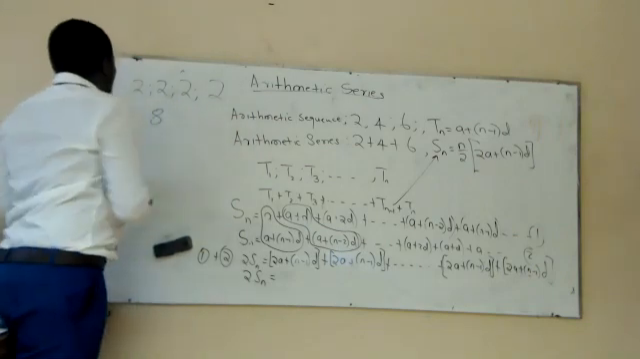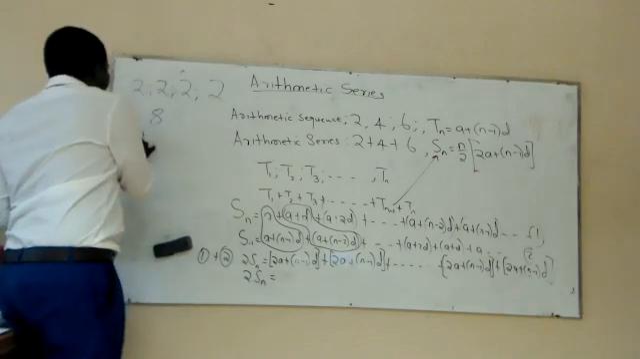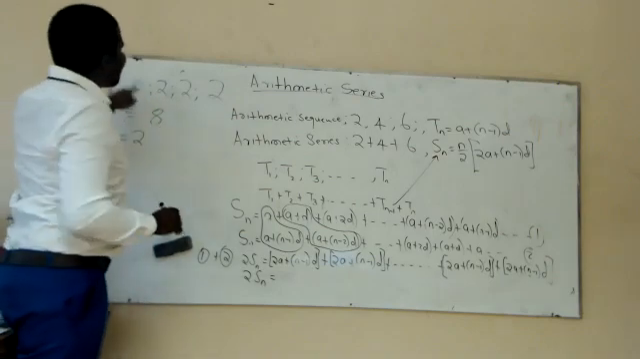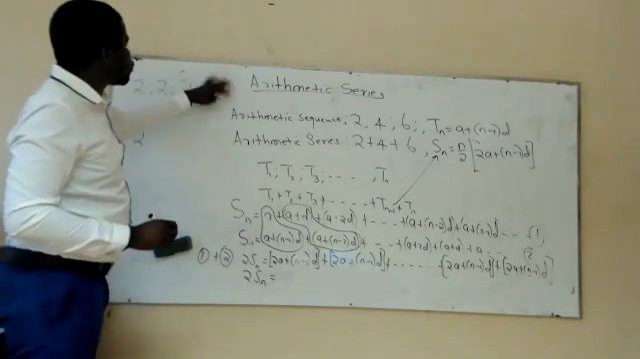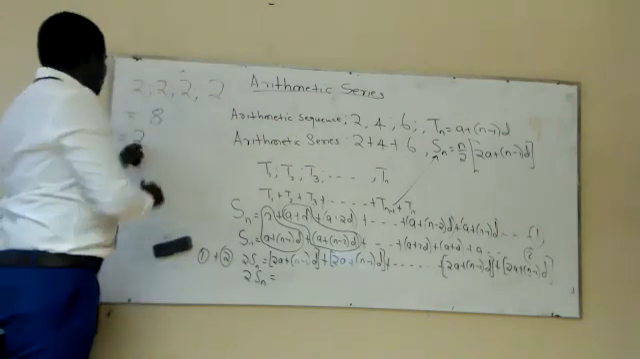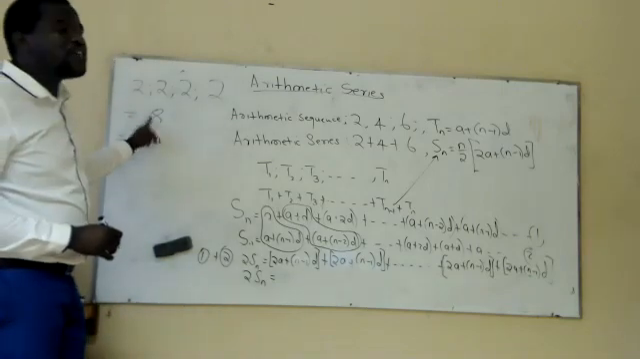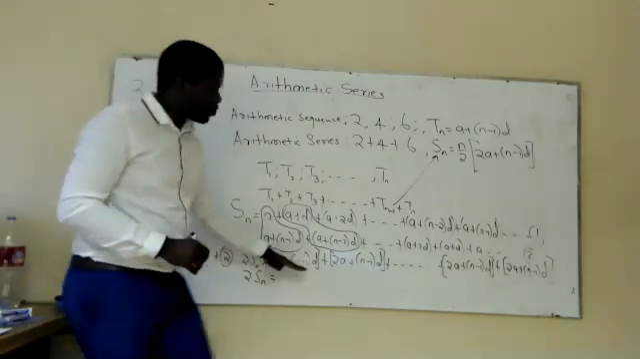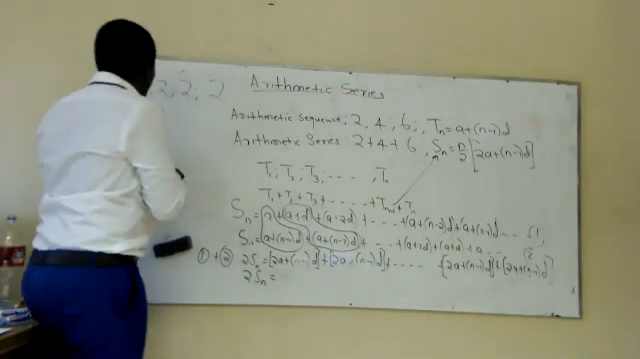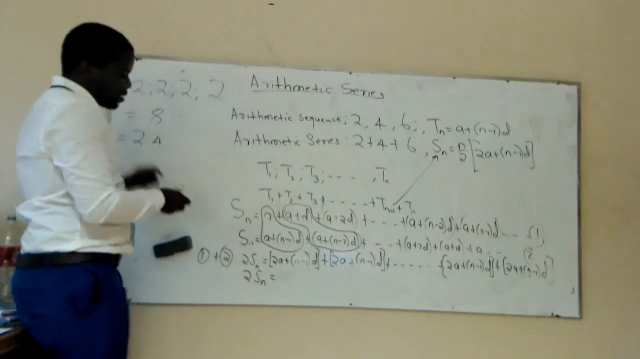But now, the question is, how did you obtain this 8? The 8 you obtained by multiplying the 2 we are given by the number of terms. How many terms do we have in total here? There are 4, ne? So it's 2 times 4, which gives you 8. That's very important. It's the same principle we are going to apply here.